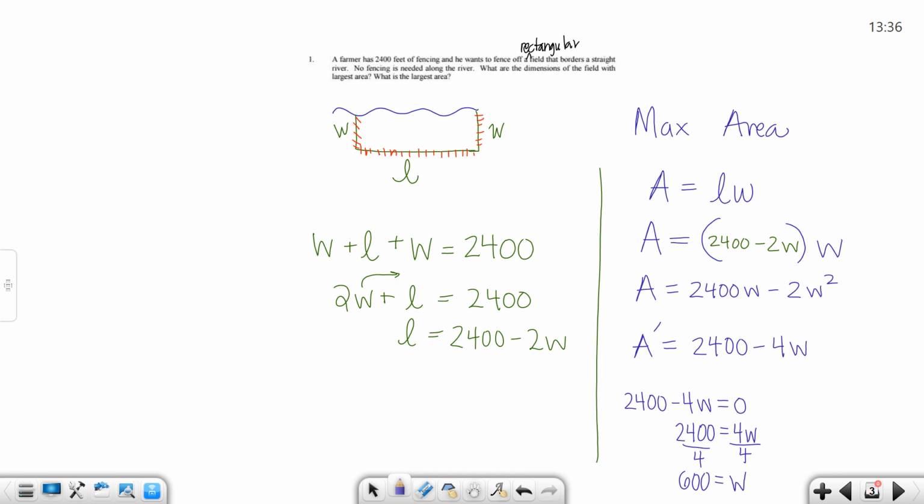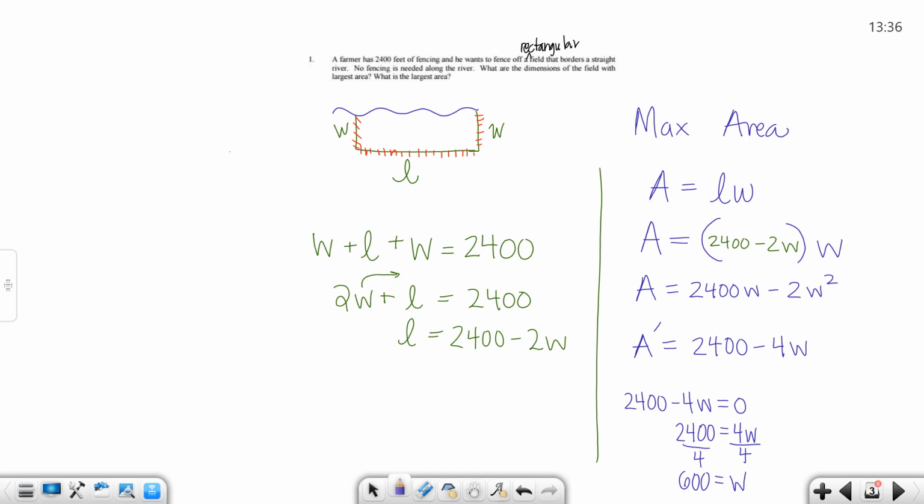Now, I don't know that that's my answer or not. I need to check it. So, let's see, what are we checking? Remember it's an absolute max or an absolute min, you have to see if there are endpoints. So let's talk about the endpoints for a second. Let's talk about the constraints that are on W.